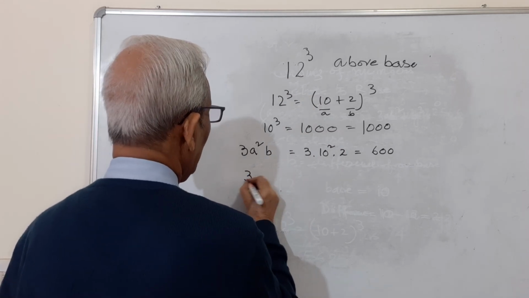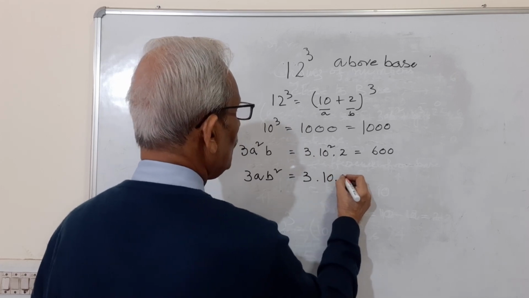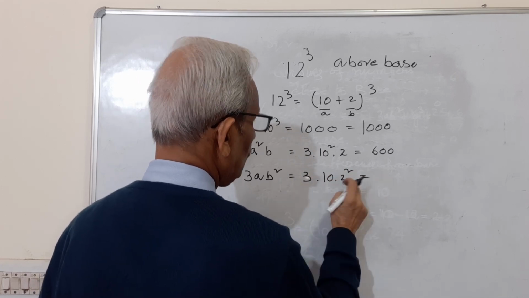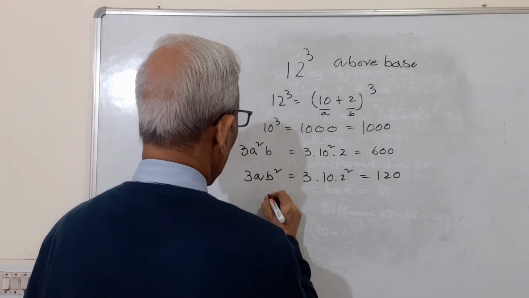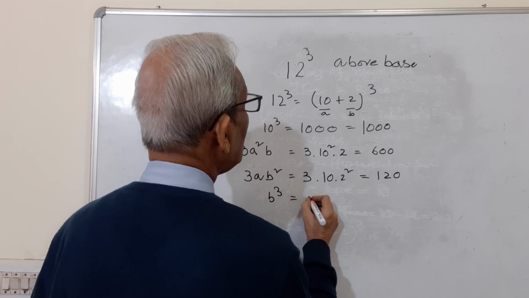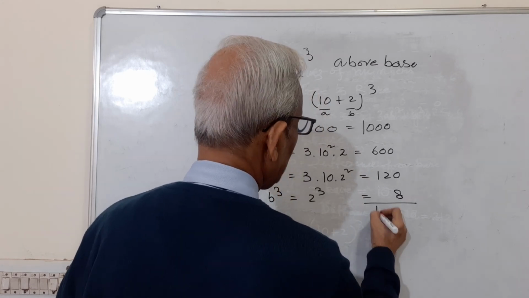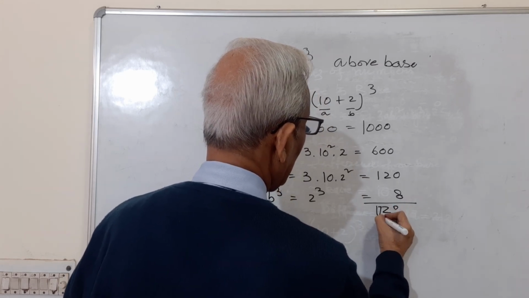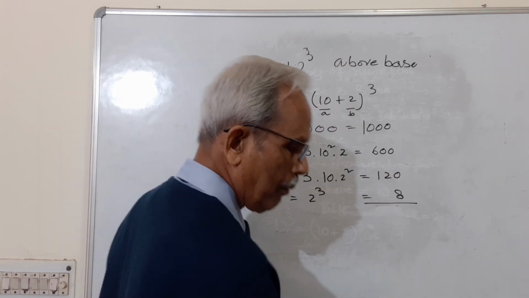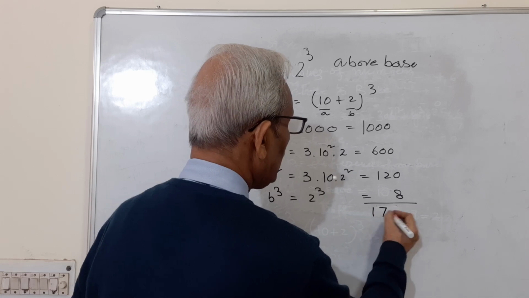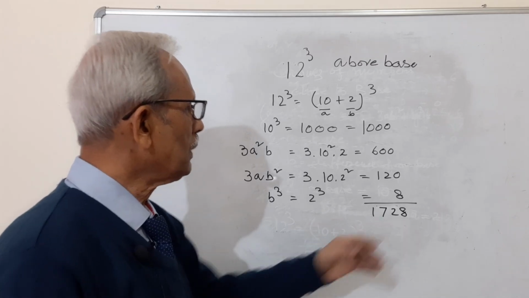Then 3ab square is equal to 3 into 10 into 2 square, which is 3 into 4, 12, into 10 is 120. And then b cube is 2 cube, which is equal to 8. If you add all these, you get 1728. So 1728 is the cube of 12. By just applying this formula, you get it immediately.